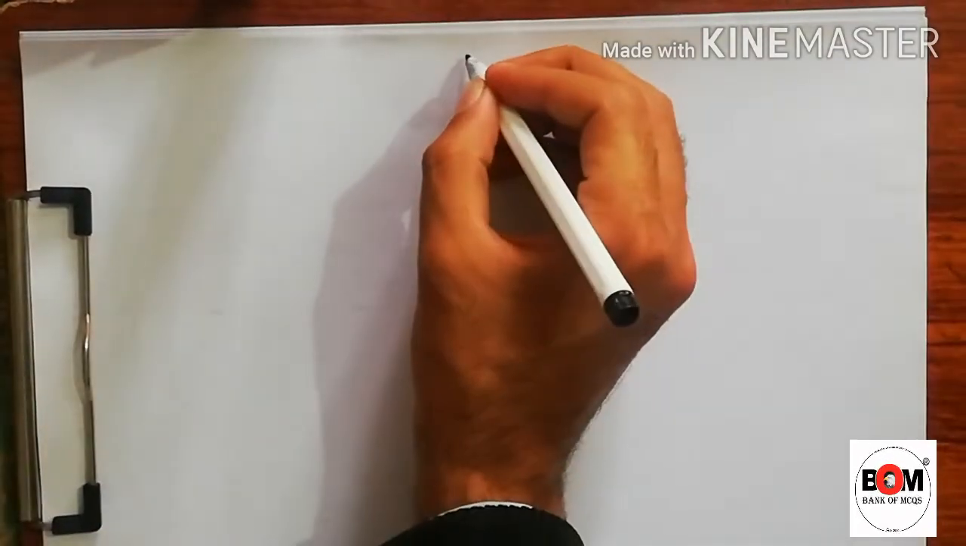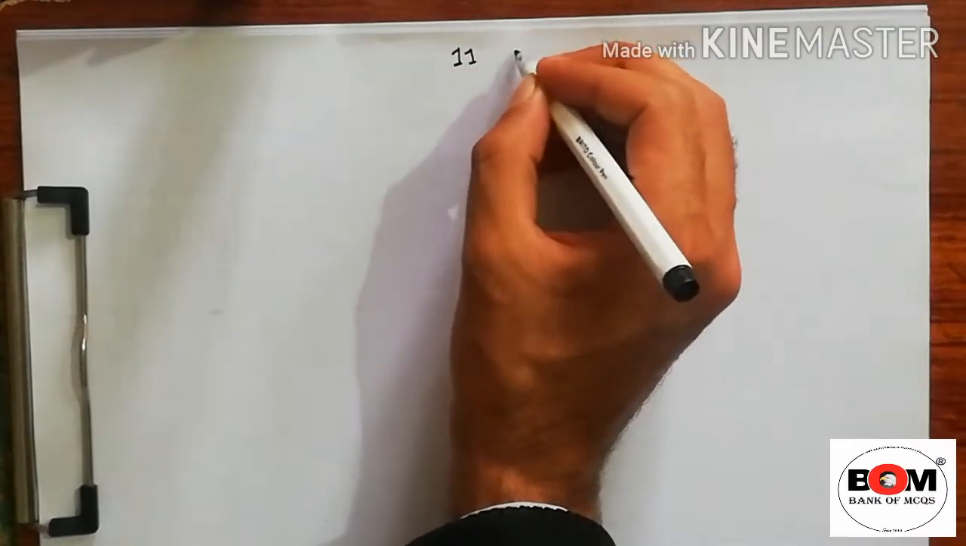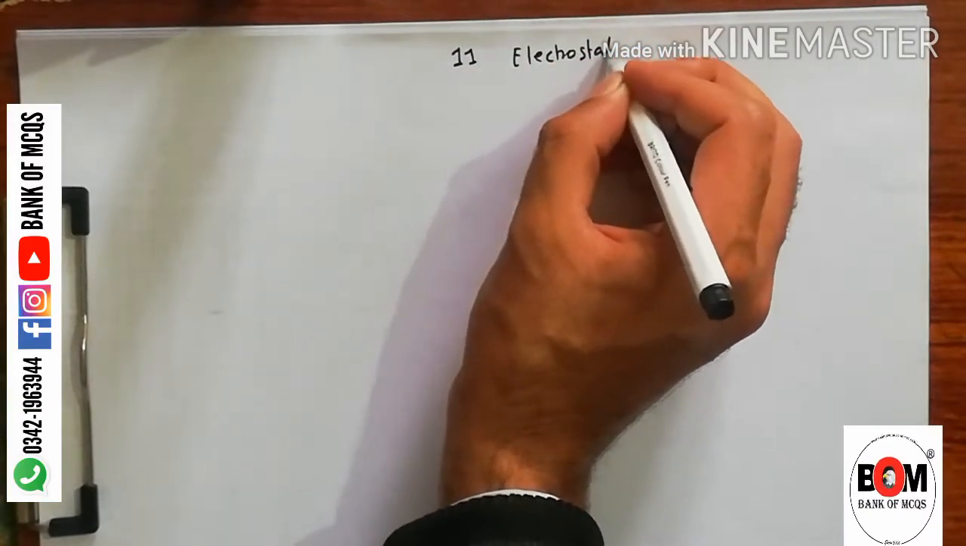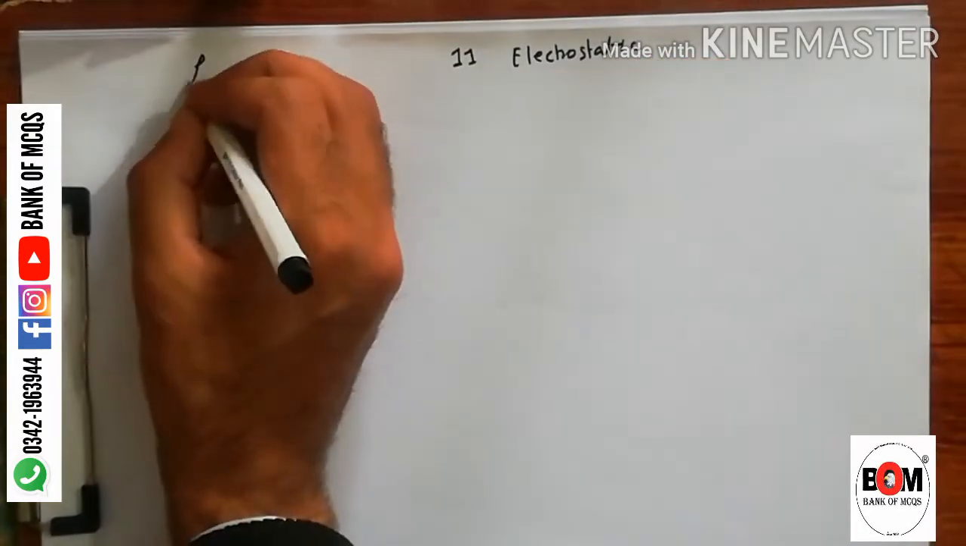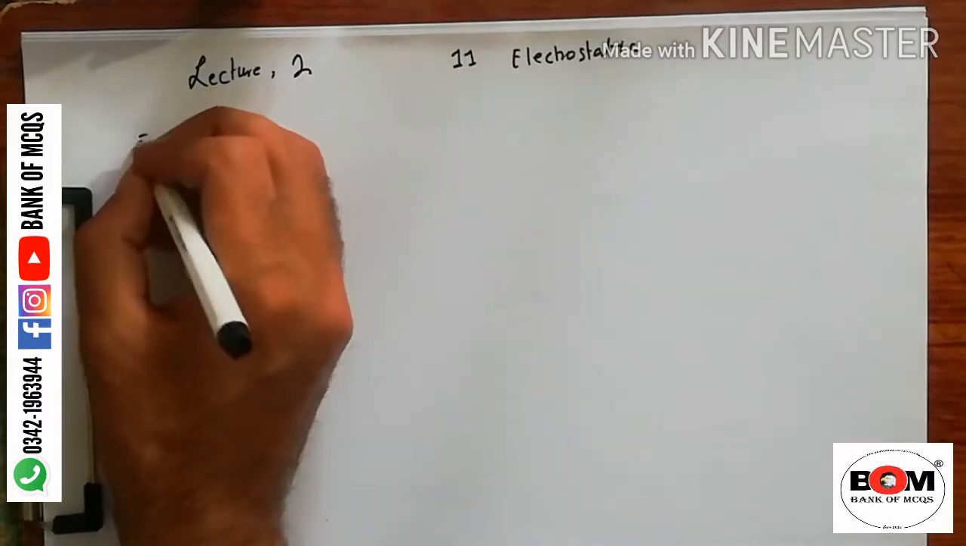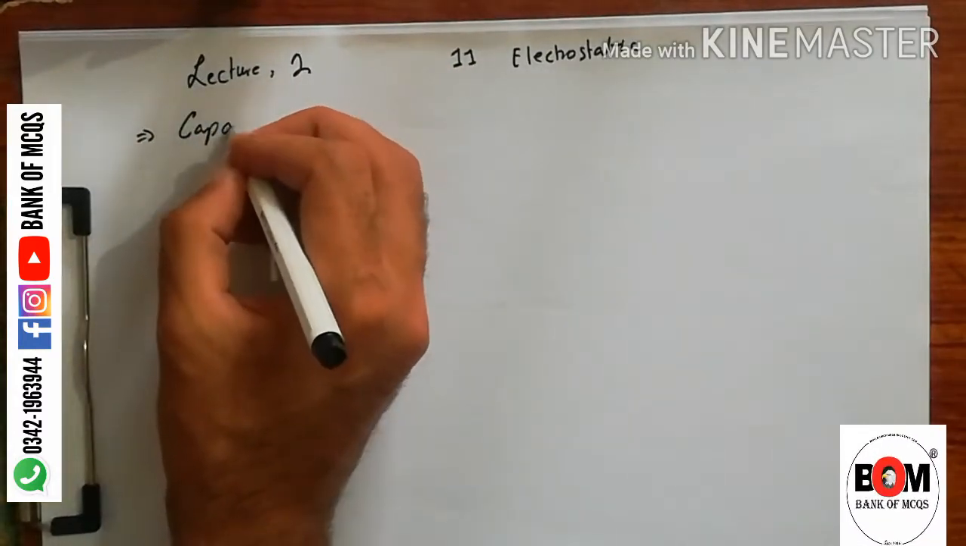Today we are going to discuss chapter number 11 of second year physics part 2. So this is the electrostatics chapter, and this is lecture number 2 of electrostatics. Now the first topic is the capacitor.